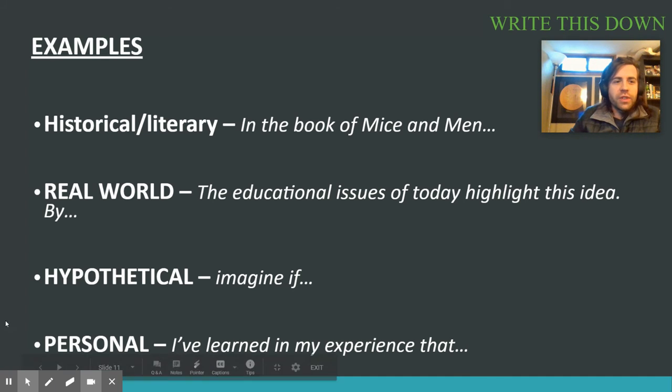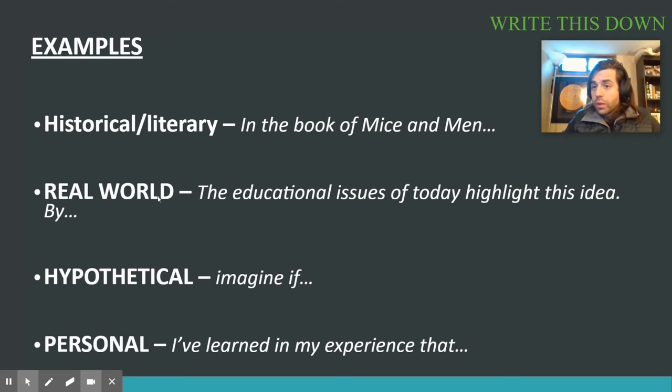So the four different types of examples that I might recommend, in order of strength, would be historical or literary examples. Think about your history classes, think about your science classes, think about the books you've read, and reference those as examples for things you could use in defending your essay.